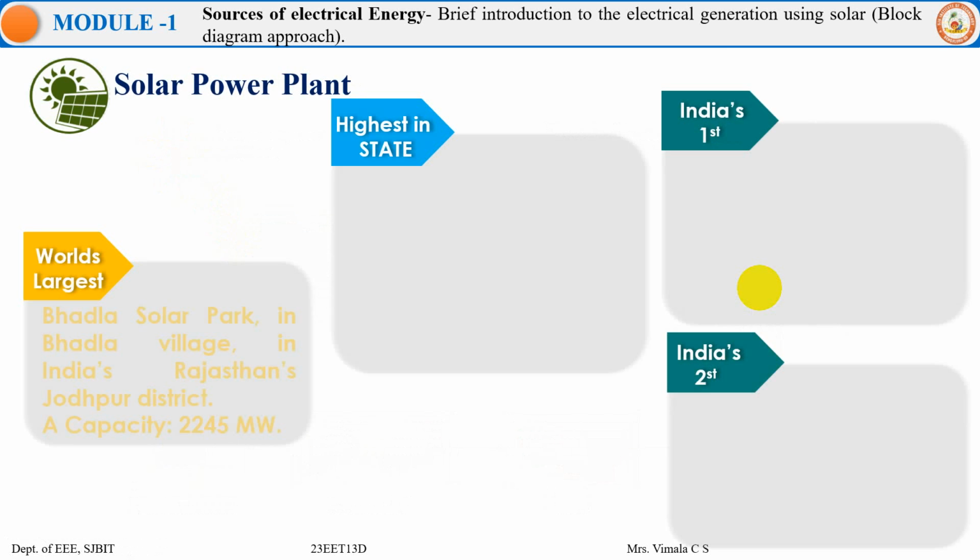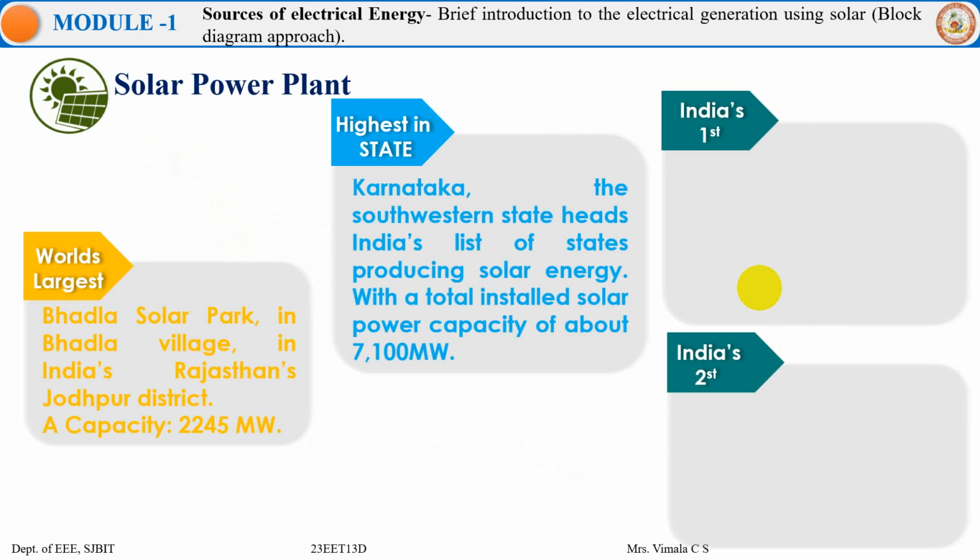The world's largest is Bhadla Solar Park in Bhadla village in India's Rajasthan Jodhpur district, with a capacity of 2245 megawatt. Among states, Karnataka in southwestern India heads the list of states producing solar energy, with a total installed solar power capacity of about 7,100 megawatt.